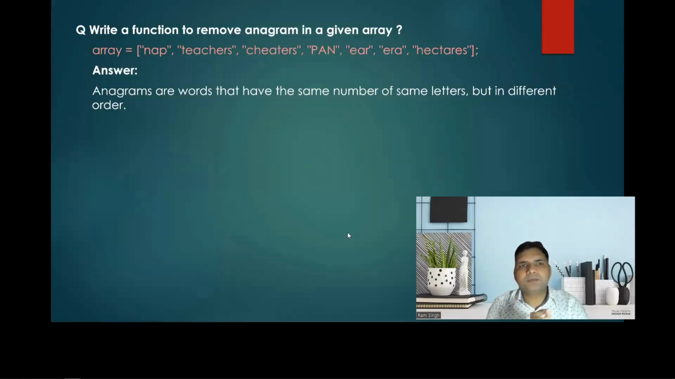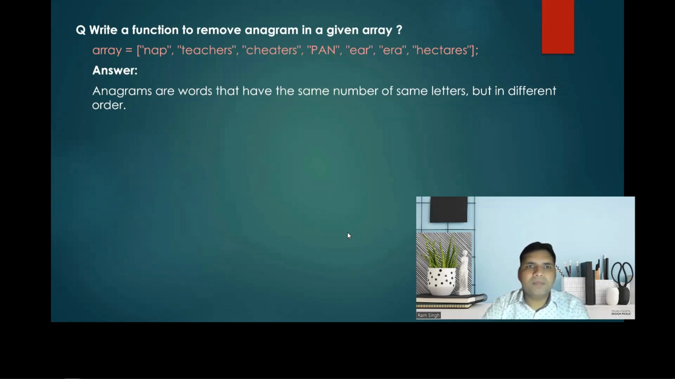Hello guys. Today we are going to understand an algorithm, and the question is: write a function to remove anagrams in a given array, and the array is given here. Okay. Now, before going to the problem, we need to first understand what anagrams are.